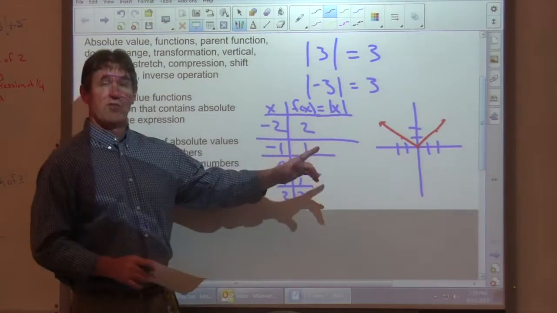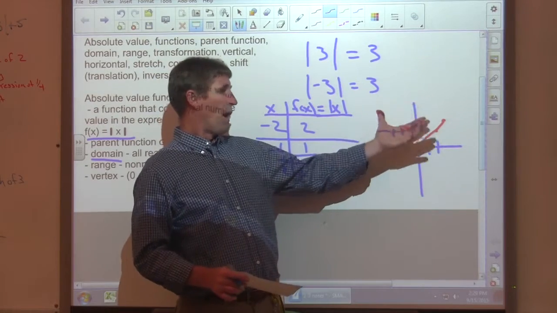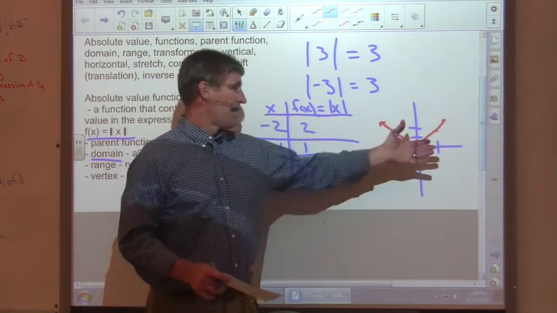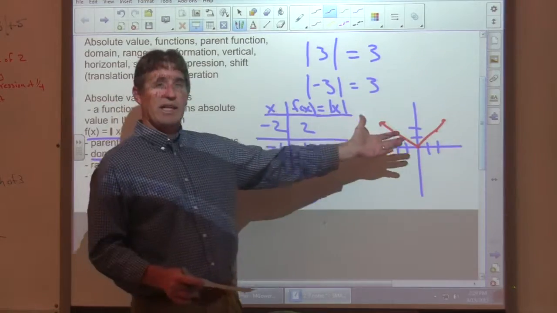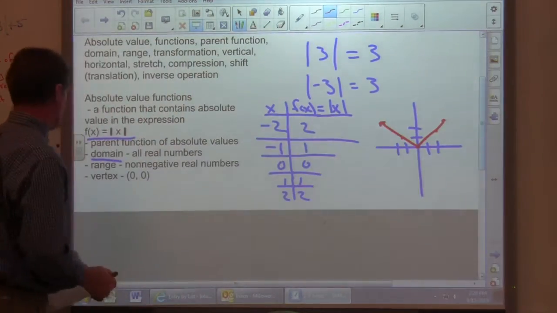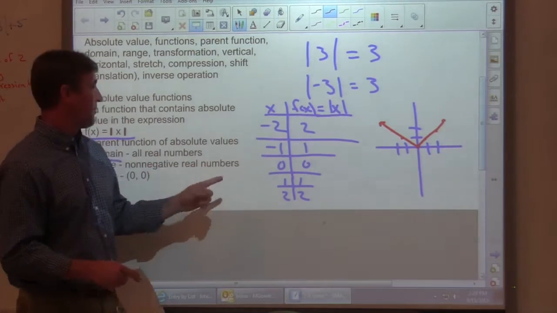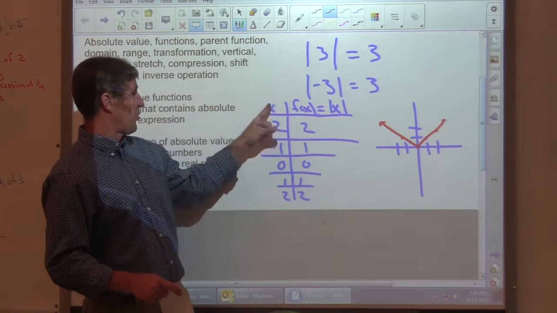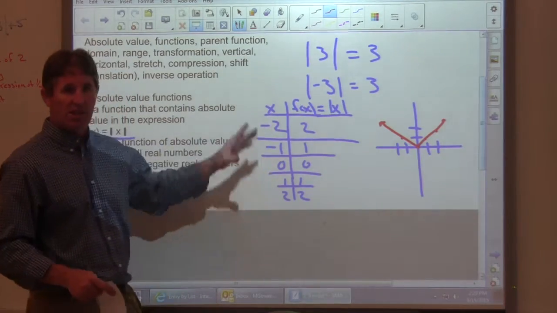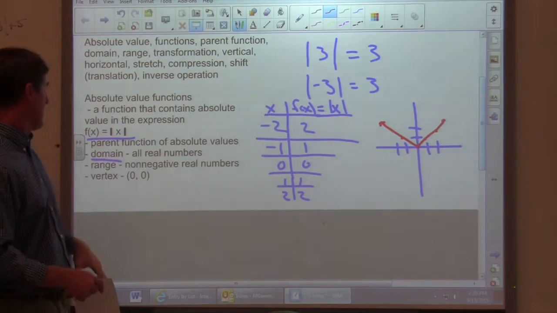When you do absolute value functions, you'll always get either this V look, whether it's wider or narrower, left or right, up or down. You'll either get that look or it flipped over like a TP. So the domain is all real numbers. Domain is your input numbers. I can put any value I want in for x. I can put fractions in, I can put decimals in. Positive, negative numbers doesn't make any difference.